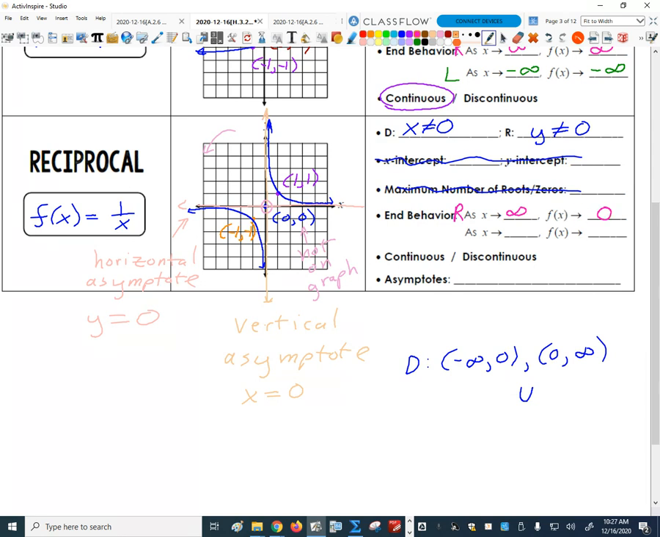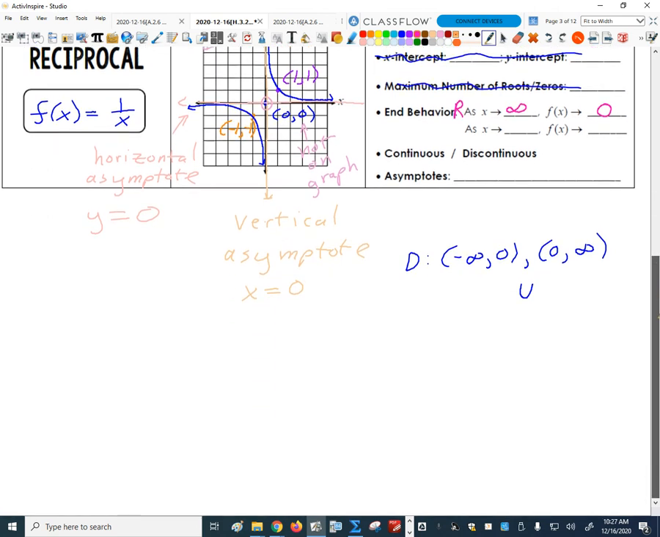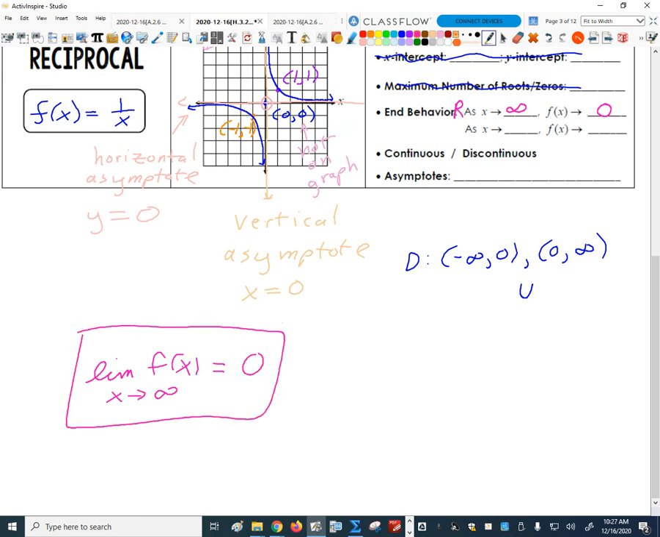We spend a lot of time at the start of calculus talking about limits, and that's really what this is. This is a limit. In a couple of years, we would say the limit, that's just LIM, of f of x as x approaches infinity is 0. That's how we'll write it in 2 years in AP Calculus, okay?